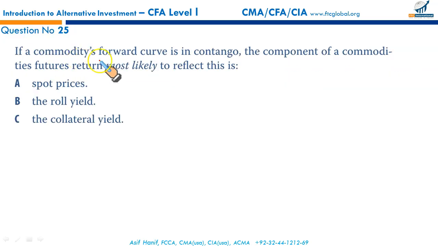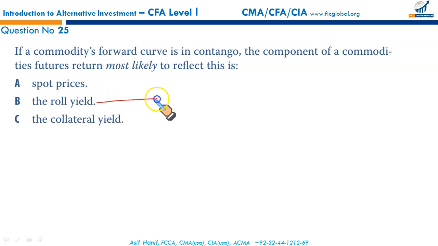If a commodities forward curve is in contango, what is contango? Contango occurs when there is little or no convenience yield. Now, what about roll yield?